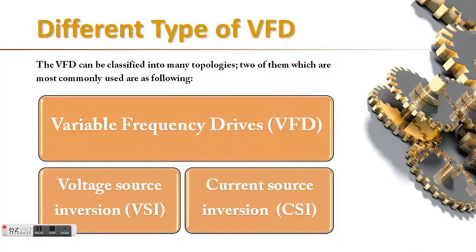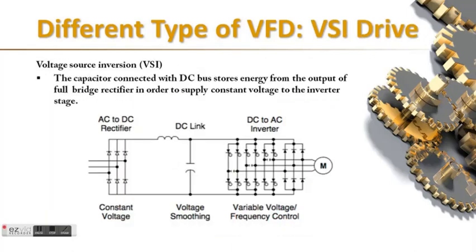Different types of VFDs. The VFD can be classified into many topologies, two of which are most commonly used: voltage source inversion, VSI, and current source inversion, CSI. In a VSI drive, the capacitor connected with the DC bus stores energy from the output of the full bridge rectifier in order to supply constant voltage to the inverter stage. Most VFDs use this topology with PWM controlled output.